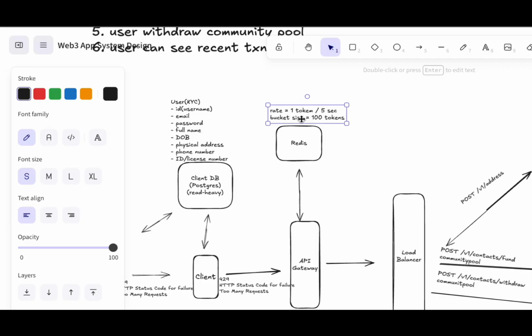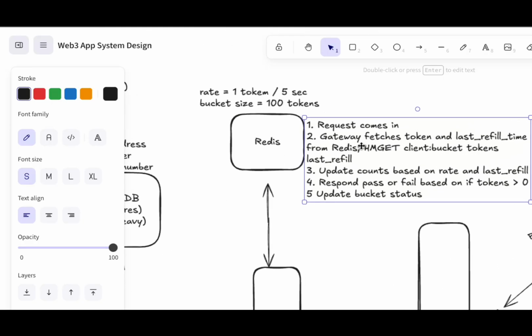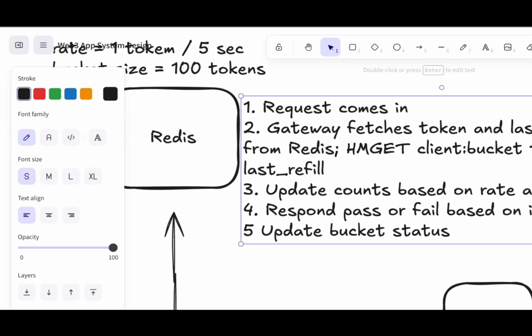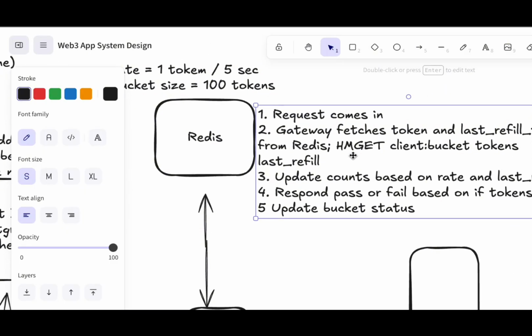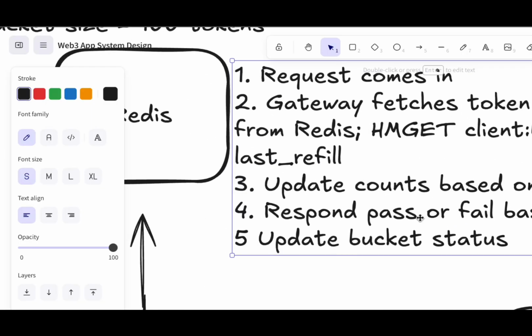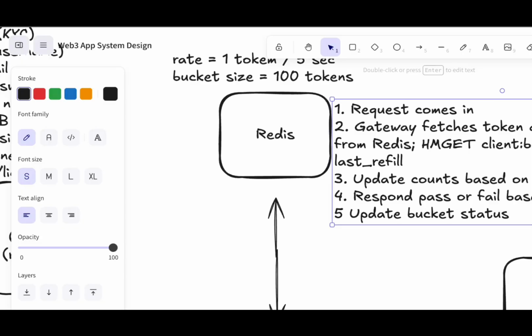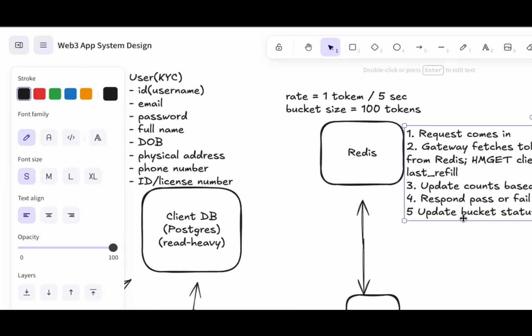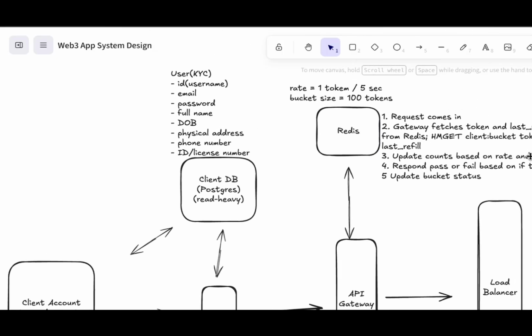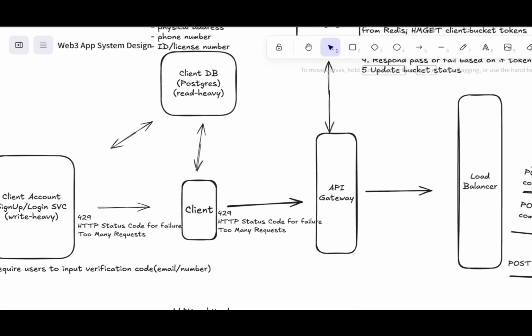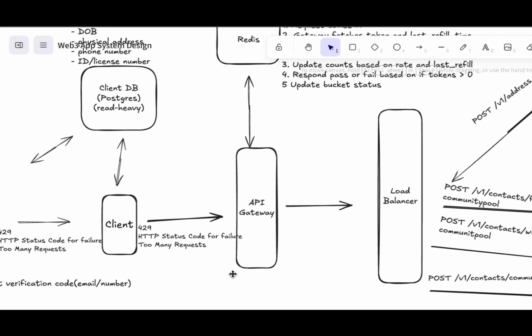The way this flow would go is that a request would come in, the gateway would fetch the token and the last refill time from Redis. We would then have a request, which would be an HMGET, for the client. You're getting the client and then the bucket tokens and last refill. Next we're updating the counts based on the rate and the last refill, and then we're responding pass or fail based on whether the tokens are greater than 0, and then we're updating the bucket status.